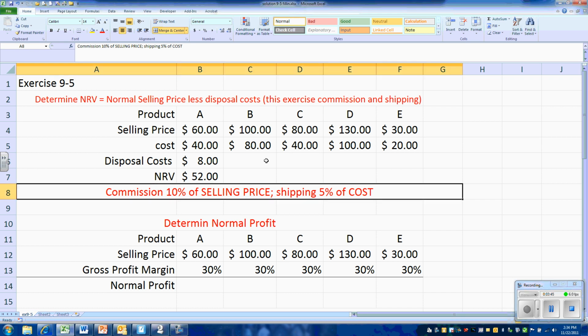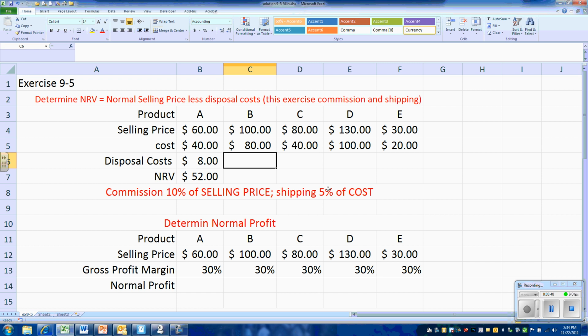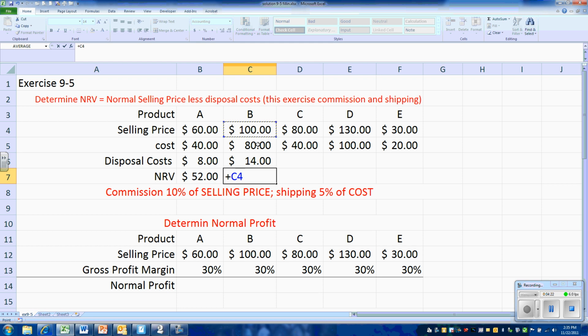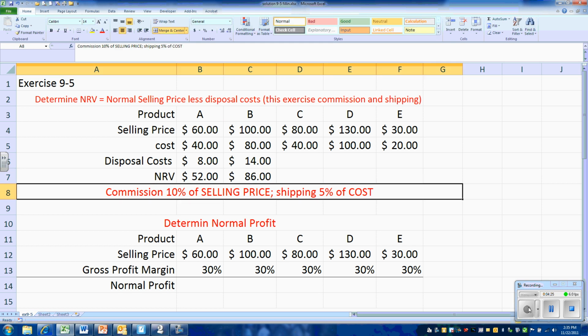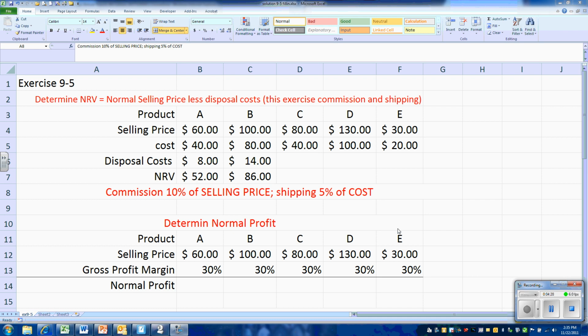Let me do that one more time using product B. Our disposal cost has 2 components. So in Excel we use the equal sign for a formula, put parentheses open to first determine the commission, which is the selling price times 10%, plus the cost times 5%. So our disposal cost for product B is $14. Our net realizable value is the selling price of $100 minus the disposal cost of $14. So net realizable value is 86.